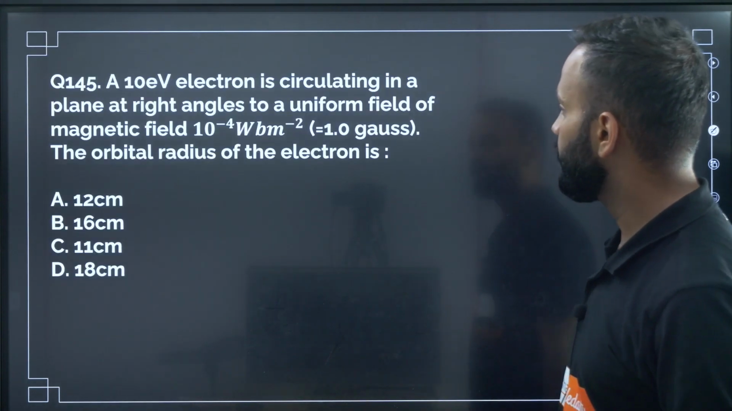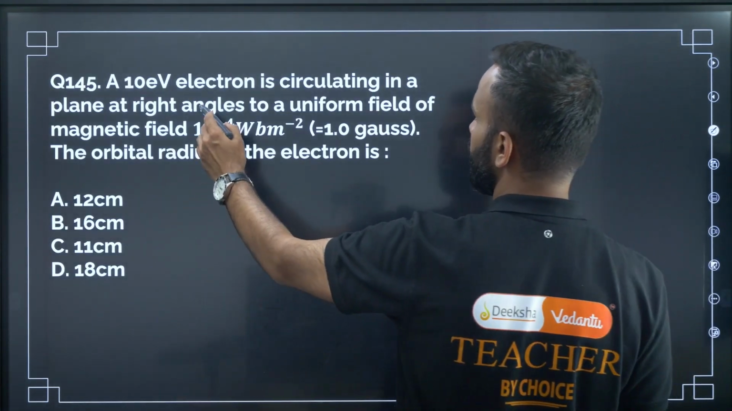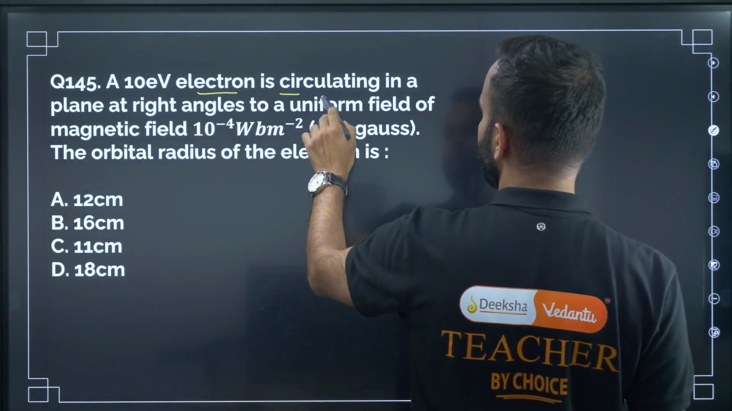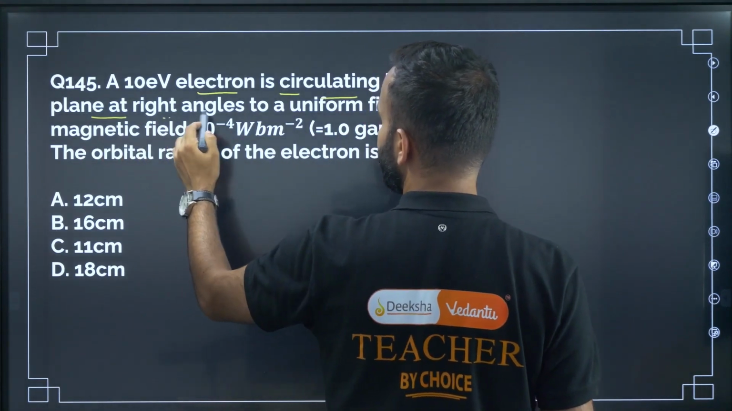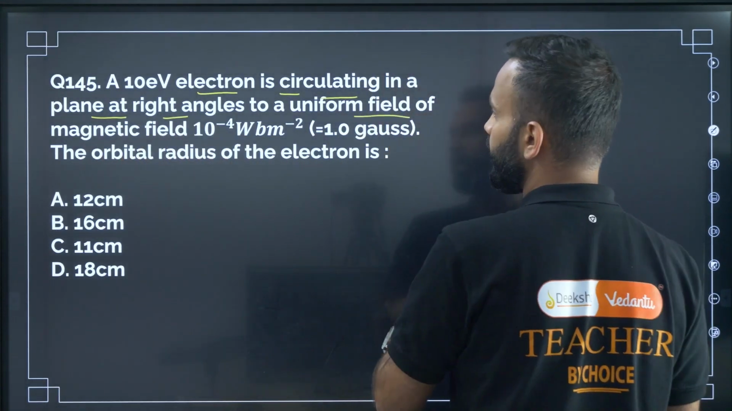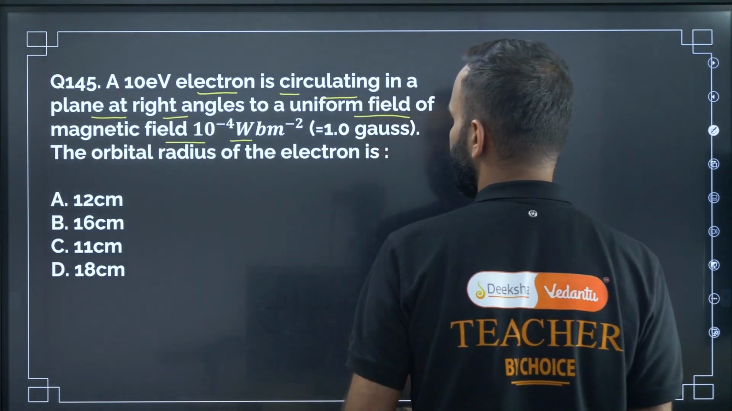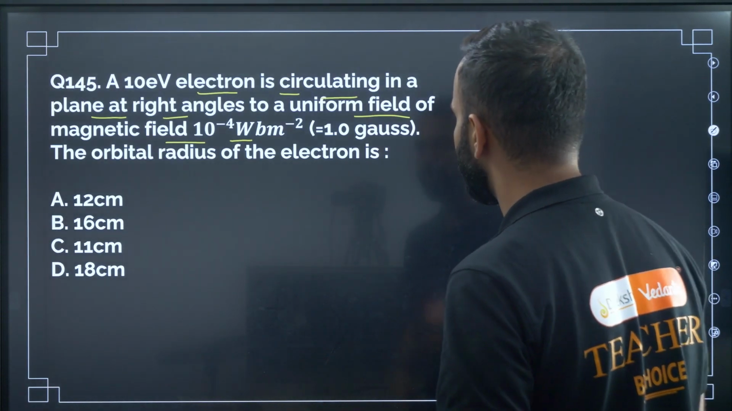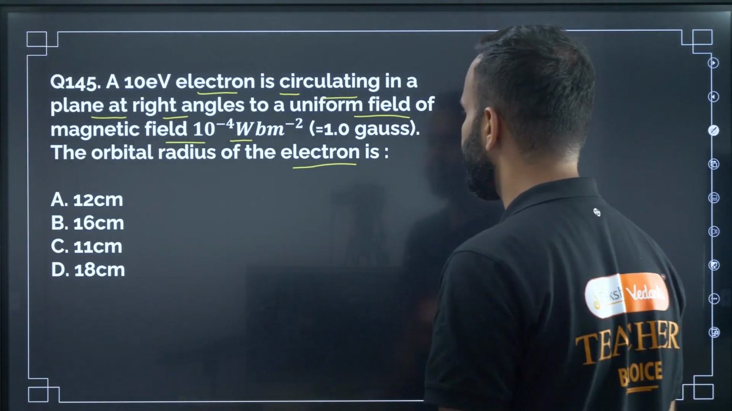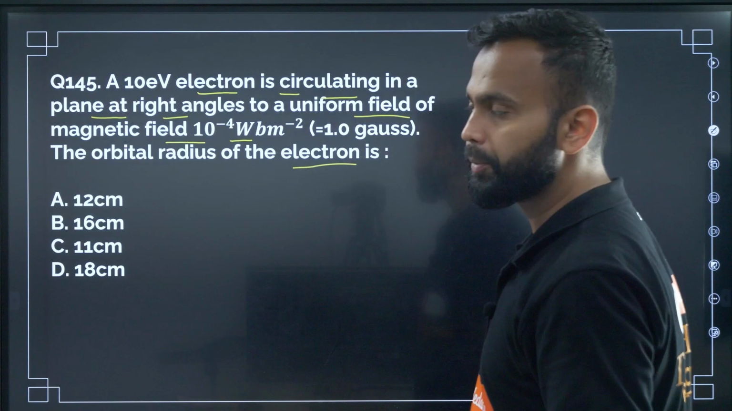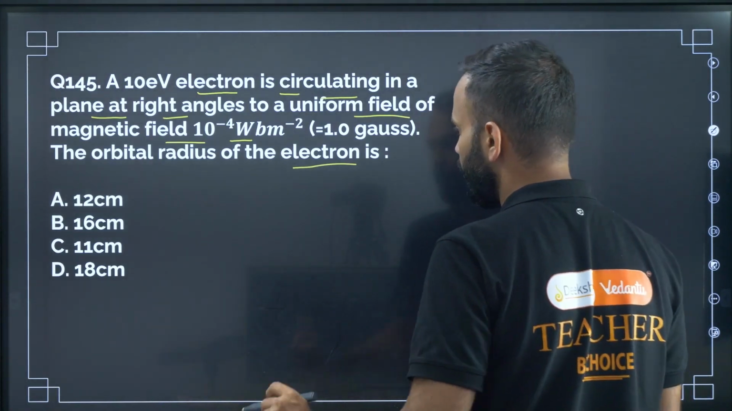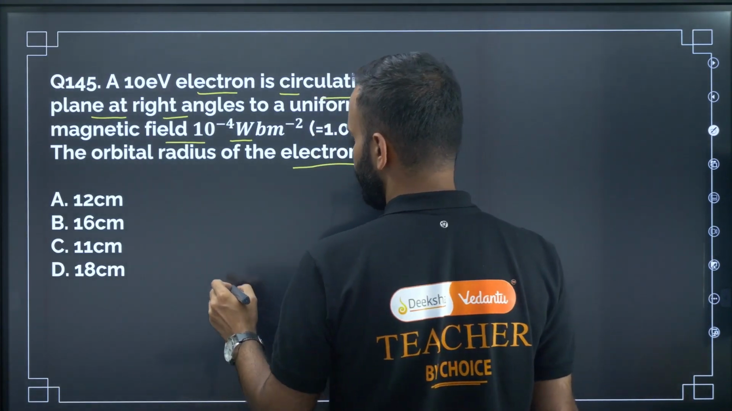Next question, question number 145. A 10 electron volt electron is circulating in a plane at right angles to a uniform magnetic field of 10 to the power minus 4 Weber per meter square. The orbital radius of the electron, okay, 10 to the power minus 4 Weber per meter square is 1 Gauss, okay.